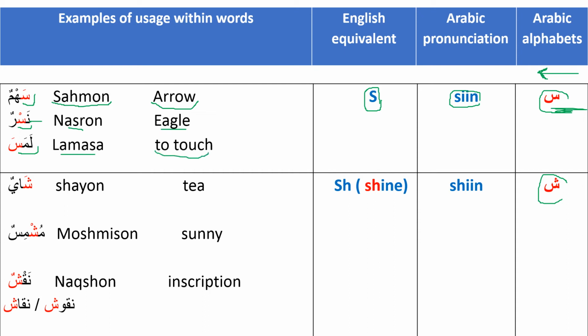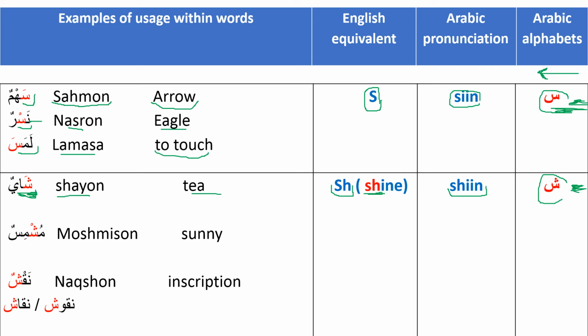Nice. Now let's see the letter Sheen. Seen here has no dots, and Sheen has 3 dots above or up. In Arabic, as a letter, it's pronounced or read as Sheen. In English, it's equivalent to the sound sh, as in the word here, shine, sh. Nice. Let's see how we write it in the beginning of the word. It's written like this. It must be attached to the letter that comes after it, like in the word here, shayun or shay, which means tea in English.